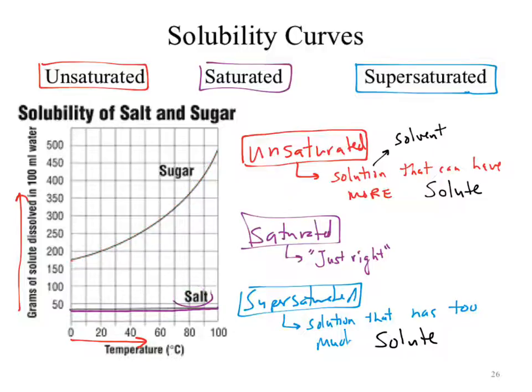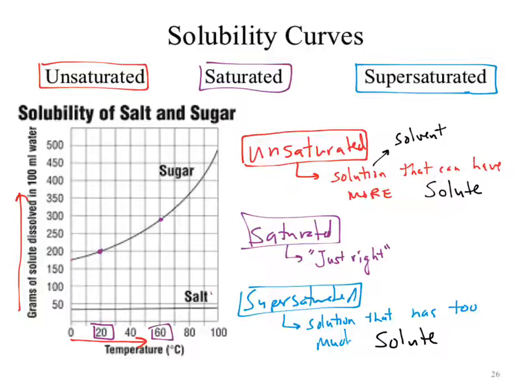So let's color code just for the sugar. Where is the saturated line for our sugar? Where on that drawing is saturated? Where is the perfect amount of sugar dissolved for a given temperature? If I'm at 20 degrees Celsius, what is the perfect amount of sugar that I can dissolve? 200. What are our units? Grams of sugar per 100 milliliters of water. What if I'm at 60 degrees Celsius? About 280, grams per 100 milliliters.